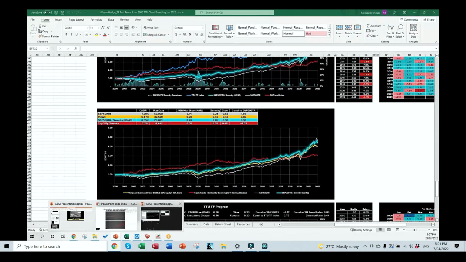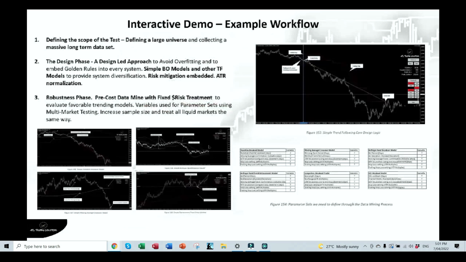So now what I'll do is we can go quickly to an example of a live workflow for a single market. Just to explain, in this workflow that we use to generate our portfolios, the first stage is this design-led approach where we develop our simple trend following models. In this particular example, we're using 6 simple trend following models: a Donchian breakout model, a Bollinger Band retracement model, a moving average crossover model, a congestion breakout trader model, a Bollinger Band breakout model, and what we call a standard deviation channel breakout model. There are these 6 different simple trend following models.